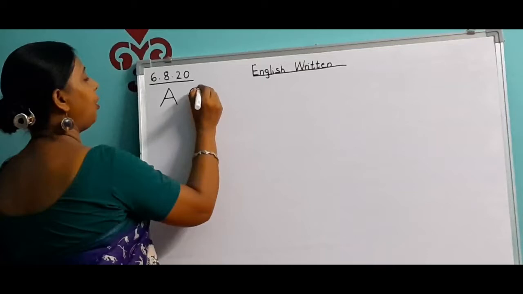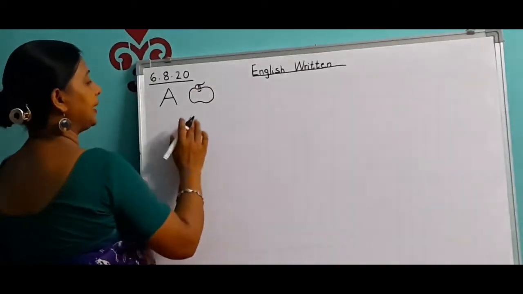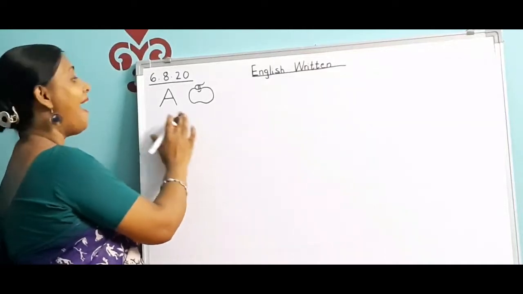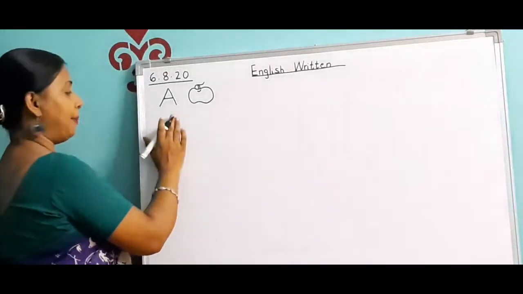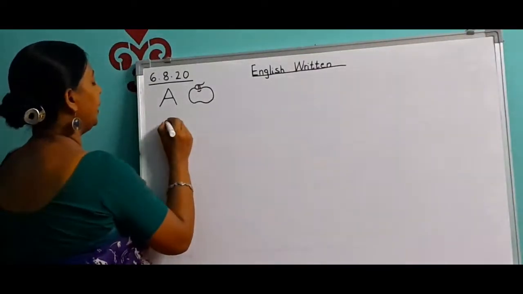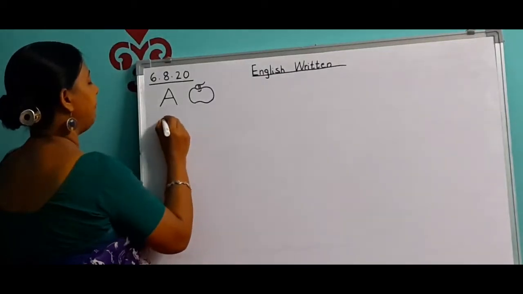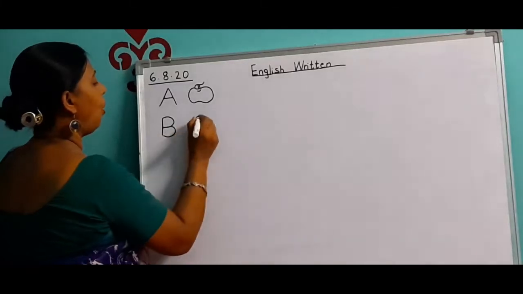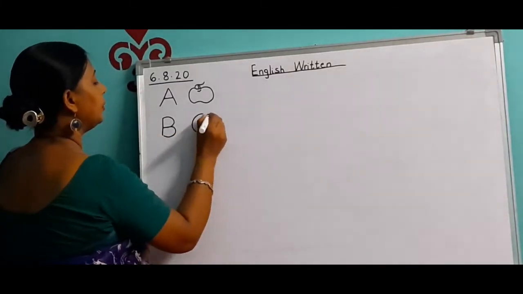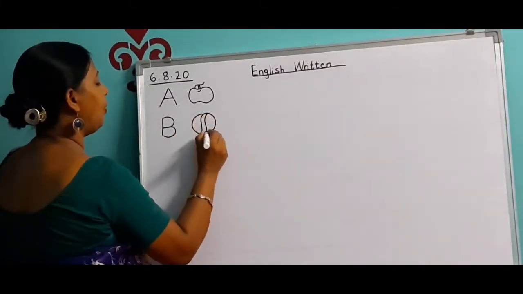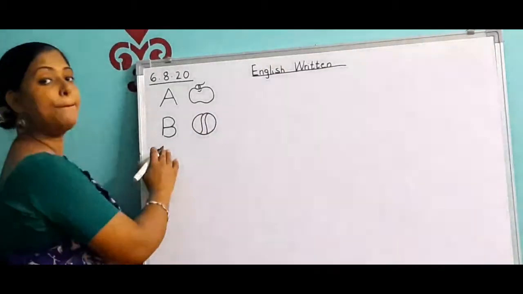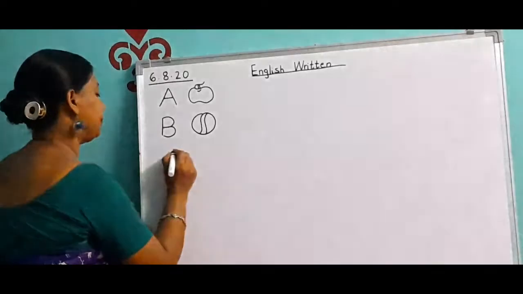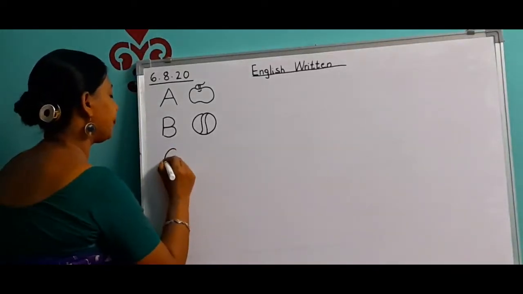This is A for apple. Yes, na? And the sound of A is A. Apple. Okay? Now, after this comes B. B for ball. This is a ball. B for ball. And B says ball. Then comes C.